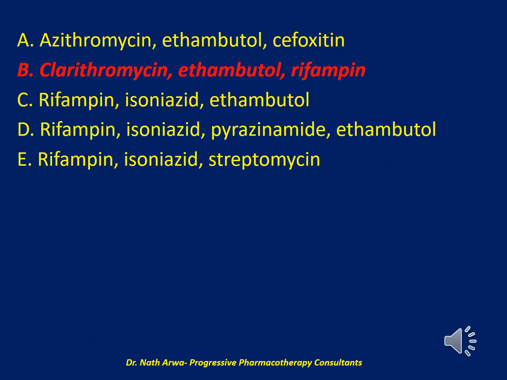And the correct answer is B, clarithromycin, ethambutol, and rifampin. I will clarify why. This patient has infection with Mycobacterium avium. Her CT shows bronchiectasis with some cavitary lung lesions and pulmonary nodules. Recommended therapy for Mycobacterium avium complex includes a macrolide with rifampin and ethambutol.